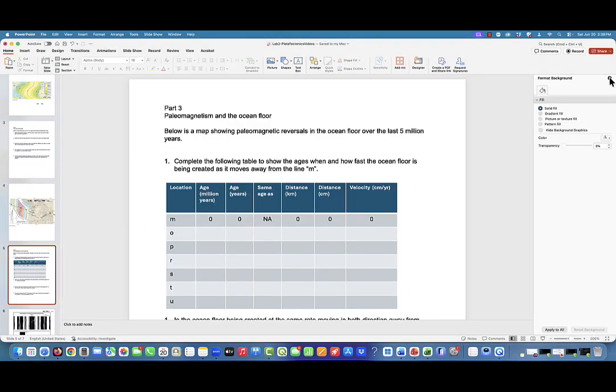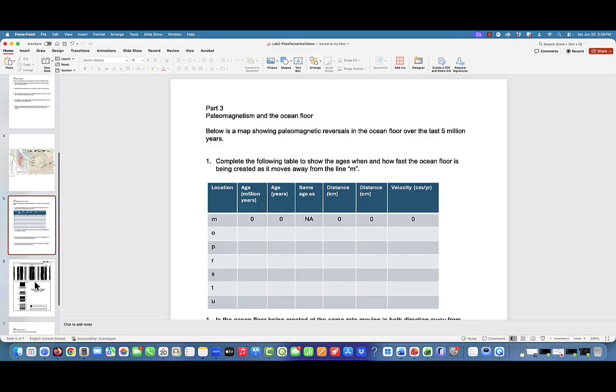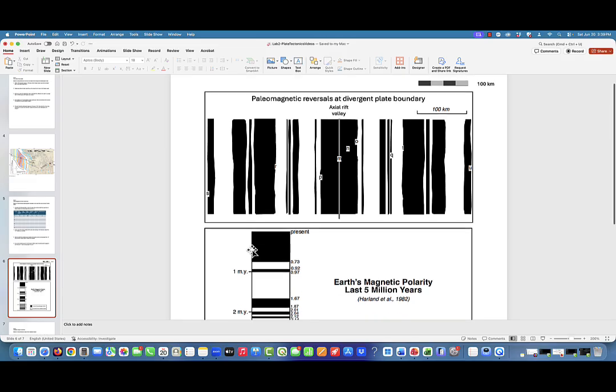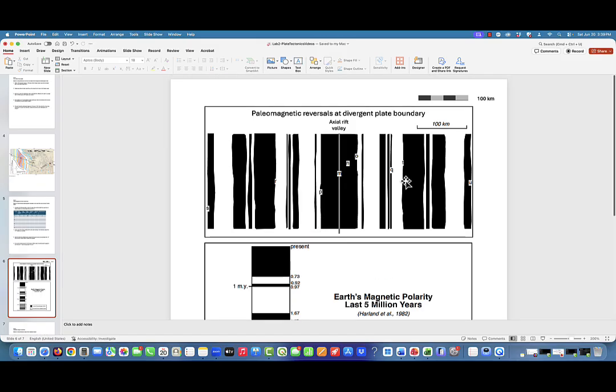Let's get started with part 3 of the lab, which has to do with paleomagnetism and the ocean floor. This is going to be similar to the first part, where you're going to measure distance and time in order to see how fast the ocean floor is spreading. But instead of just a map of color ages, you're going to be using some data on when these paleomagnetic reversals have taken place. So, 2 parts to this.